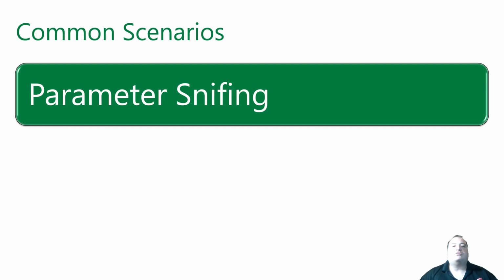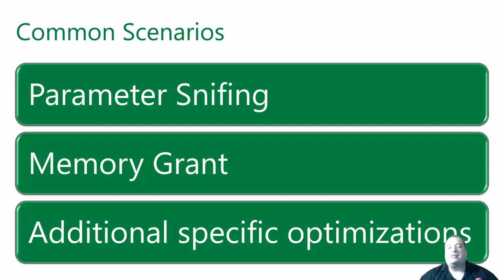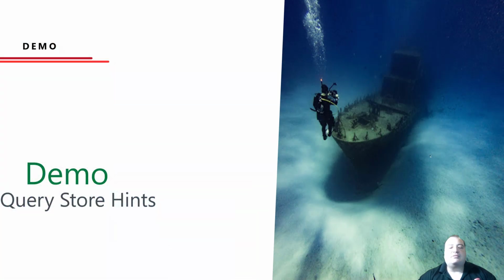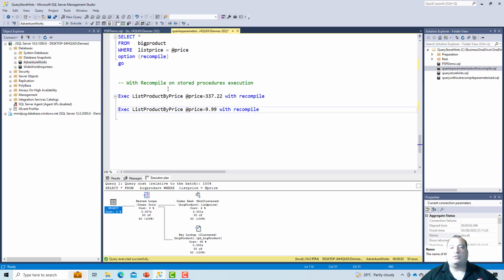Common scenarios: parameter sniffing is a very common scenario. That's why we talked so much about parameter sniffing until now. And memory grant. Fixing memory grants for a query is also a common scenario. Besides that, there are specific optimizations which may be needed for some queries, and you can still apply the hint on the server level. So, let's see this working. Let's see a demonstration about this. Let's get back to our SQL Server.